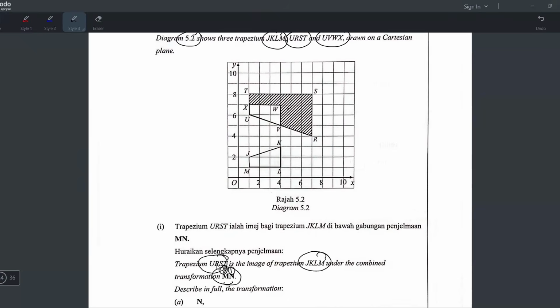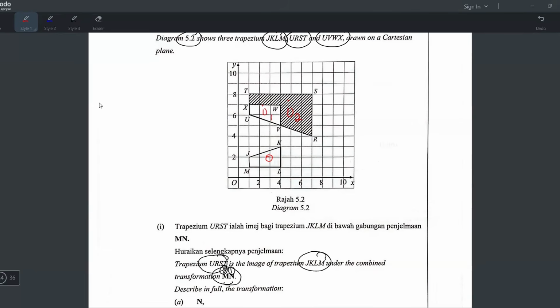So now we know URST is the image after 2 transformation. So URST, which is the big one, that is the I2. I2 means the final second image, final image. Yeah, because there's two transformation. So this is the second image. Then what about JKLM? This JKLM is the object. Yeah, you start from here. Because they say URST is image of JKLM under two transformation. So this is the O. So definitely this is the I1.